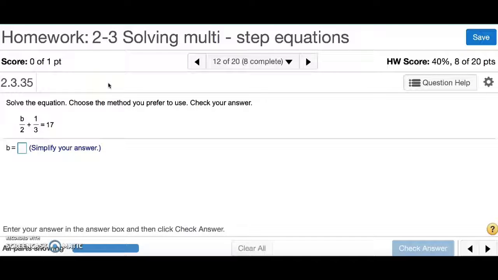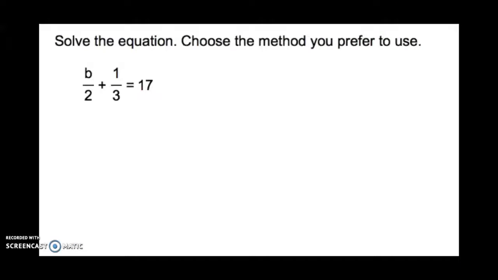Going to number 12, it says solve the equation and to choose the method you prefer to use. So let's take a look at it. What we need to do is make these fractions have the same denominator. To find the common denominator, simply multiply the 2 and the 3 together and we get 6.